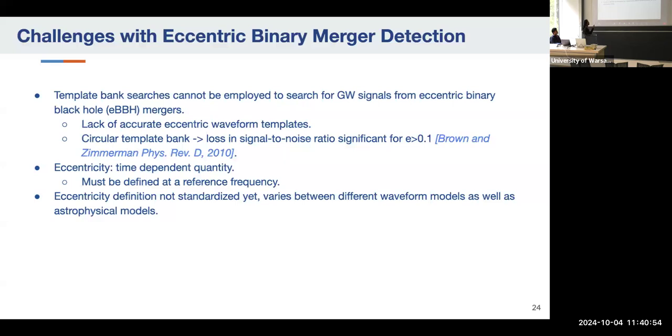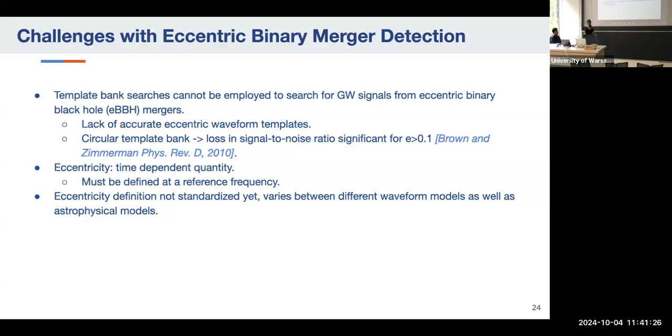So the problem is, even though there are a lot of advantages with detecting eccentric binaries, there are also a lot of challenges that come with this. And one main challenge is that currently template bank searches cannot be employed to look for these signals. This is because there is a lack of accurate eccentric templates, as I mentioned. And one might ask, okay, what if you just take the circular binary template bank and use it to look for eccentric signals?